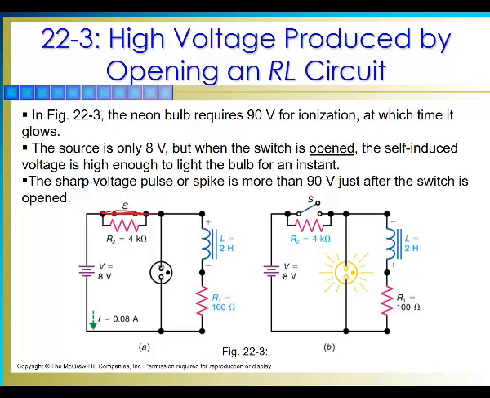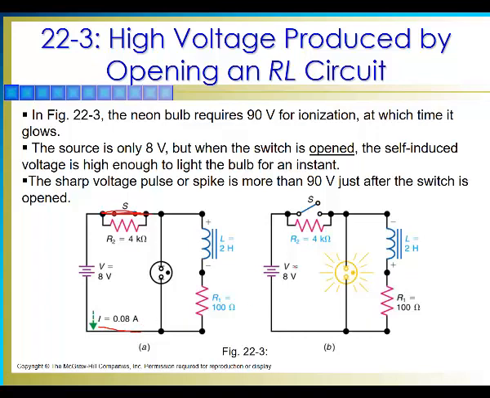So if we have this, let's say this is the light bulb right here, and we put 8 volts across this one, all this thing is going to charge. The time constant is going to be 2 henries divided by 100 ohms. Okay, and that would be 0.02 seconds. That would be the time constant, and it would take 5 times the time constant to get to the actual current of 0.08 amp.